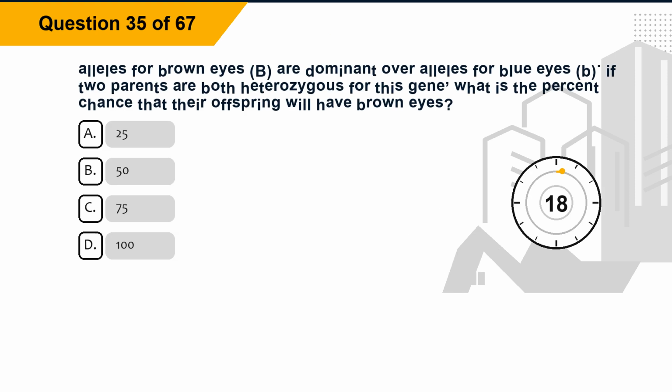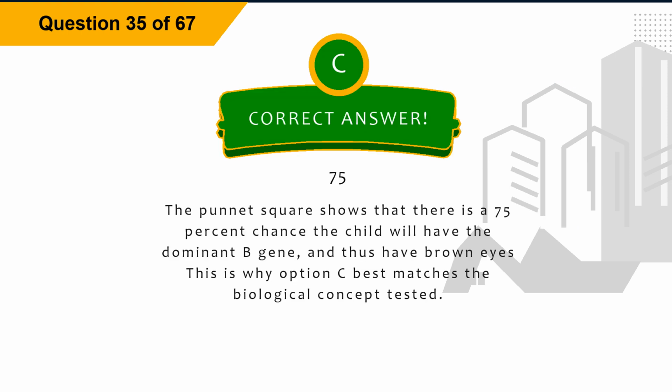Question 35. Alleles for brown eyes, B, are dominant over alleles for blue eyes, b. If two parents are both heterozygous for this gene, what is the percent chance that their offspring will have brown eyes? Option A, 25. Option B, 50. Option C, 75. Option D, 100. The correct answer is option C, 75. Explanation: the Punnett square shows that there is a 75% chance the child will have the dominant B gene, and thus have brown eyes. This is why option C best matches the biological concept tested.